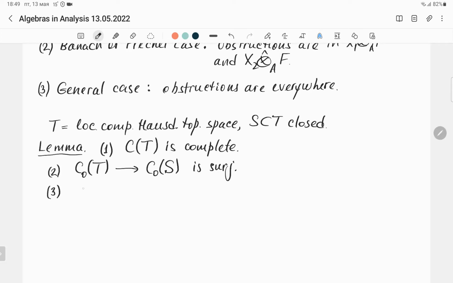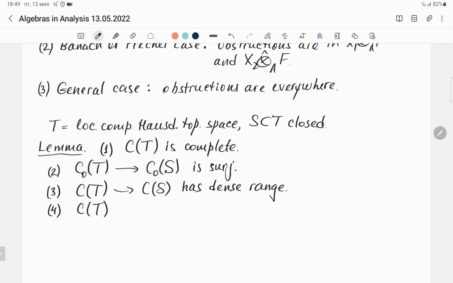Okay, let's now replace C0 by C. So we consider the spaces of all continuous functions. What can I say about the restriction map? I claim that it has dense range. Well, this is also very easy. This can be easily deduced from the Stone-Weierstrass theorem. Another property is that this restriction map is an open map onto its range. This is not very hard, but at the same time, this is not as trivial as the previous results. Actually, this result was first observed by Ptak in 1953.